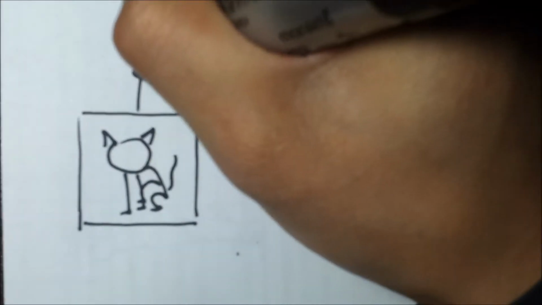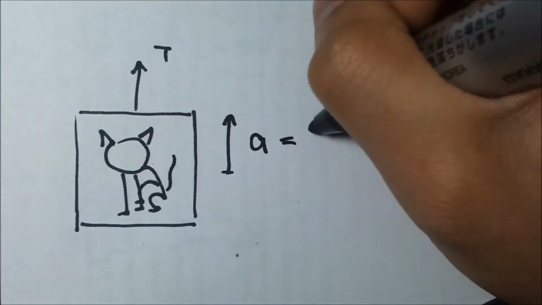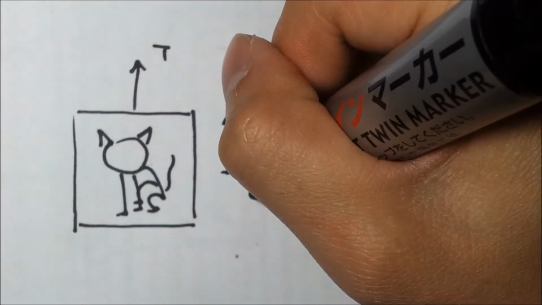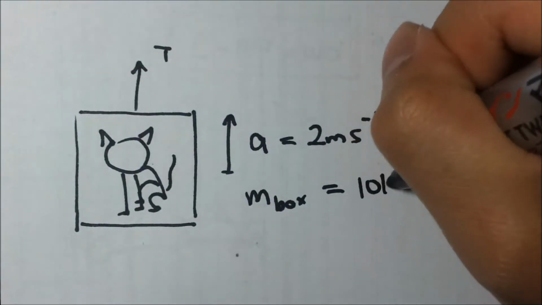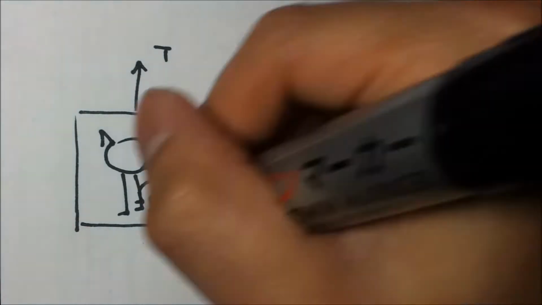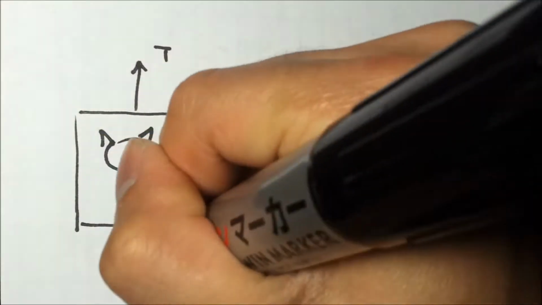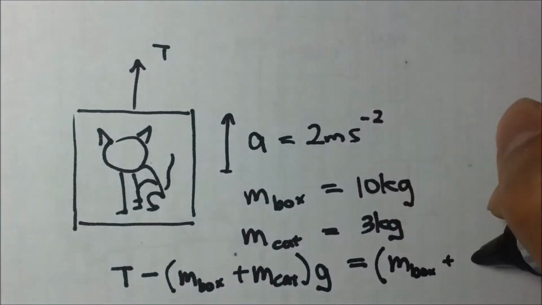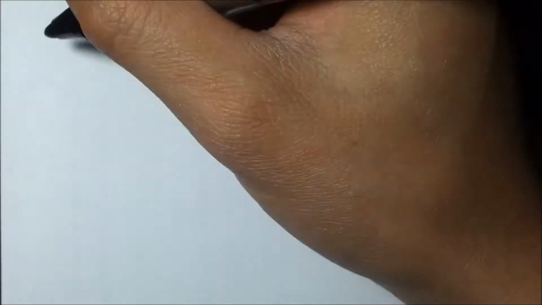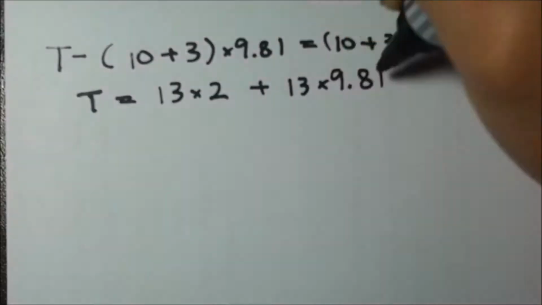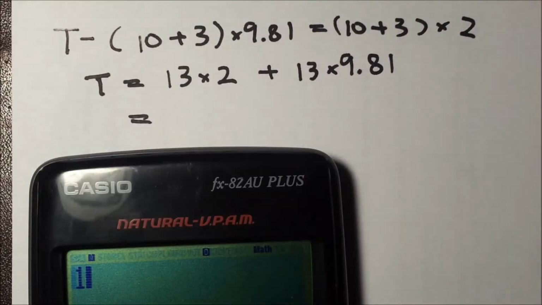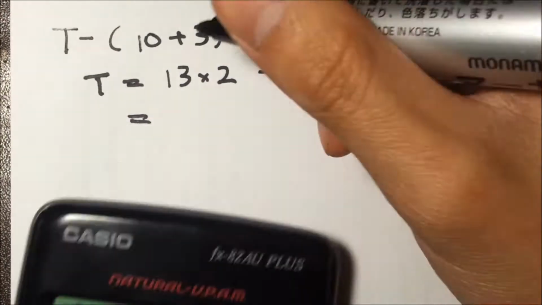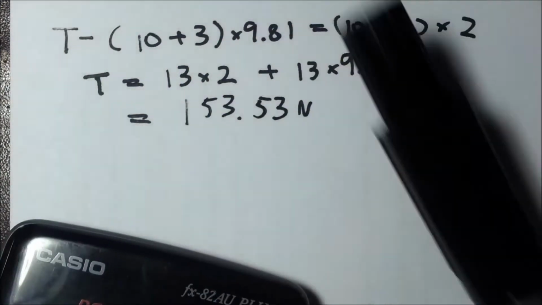The force is applied, accelerating it at 2 meters per second squared. The box weighs 10 kilograms and the object weighs 3 kilograms. Determine the force acting on the rope. Again, using the equation, tension goes up, and downwards is the weight of the cat and the weight of the box. On the right hand side we have the acceleration of the cat and the acceleration of the box. Rearranging and voila. Tension is equal to 153.53.